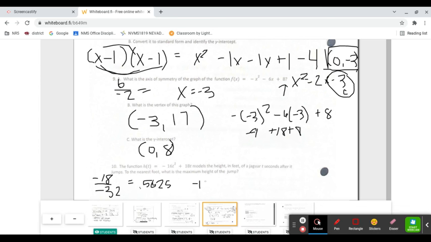So negative 16 times 0.5625 squared plus 18 times 0.5625. When you plug all that in, it gives you a number. It's like 5 point something, but it says at the end, round to the nearest foot. So it would be 5 feet tall.